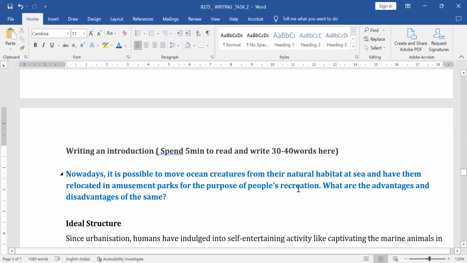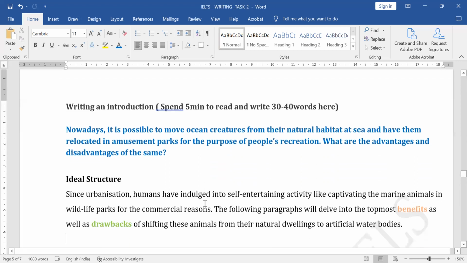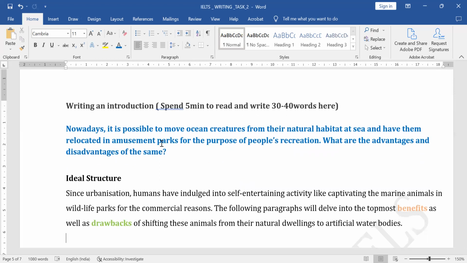What am I supposed to write? Should I give my opinion? This is right or wrong? No, I have to write advantages and disadvantages. So one paragraph I will write advantages and the second paragraph disadvantages. But before we even think about the advantages, I can write the introduction. Okay. How to write the introduction?